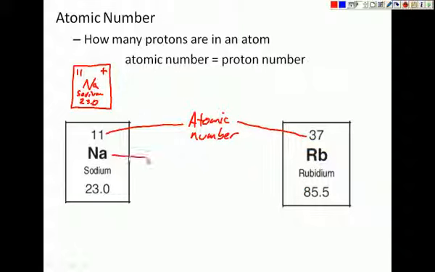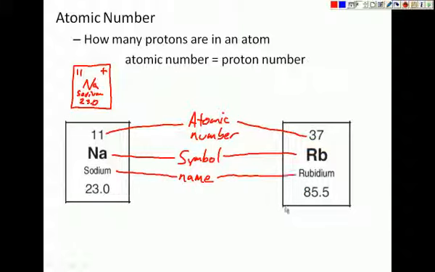This right here, Na, is just the symbol of the atom. Same with Rb for rubidium, and this is the name, sodium and rubidium. These numbers down here are what we call atomic mass. We'll talk about those things later. But the important thing that we want to focus on at this point is the atomic number, which is also the same as the amount of protons. So all sodium atoms have 11 protons. All rubidium atoms have 37 protons.